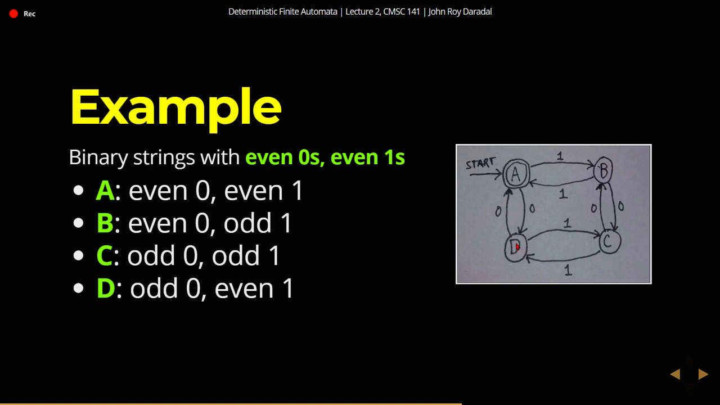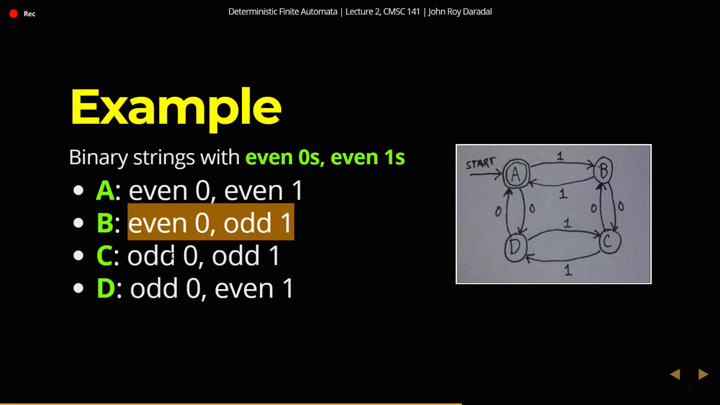If you have an even number of zeros and then you see another 0, it will go back to A because then you'll have an even number of zeros again. Okay? So that takes care of A to B and A to D. Now, how about this part? So from B, you have an even number of zeros and an odd number of ones. Now if you see a 0 from B, then you will have an odd number of zeros and an odd number of ones.